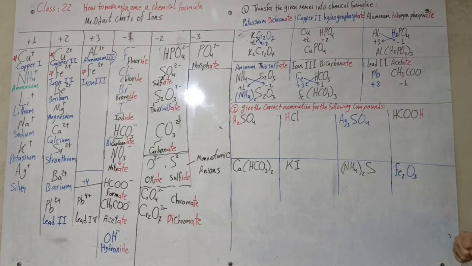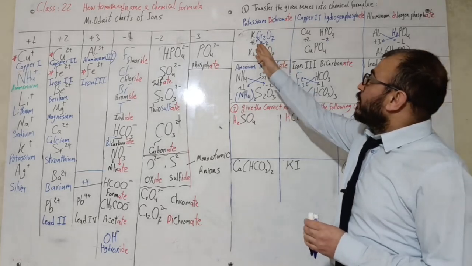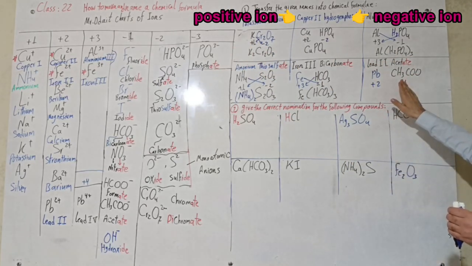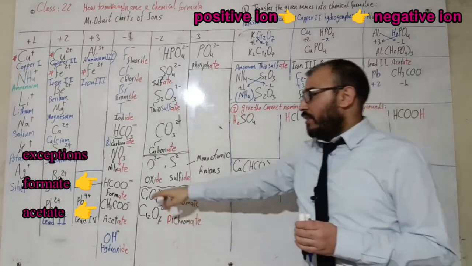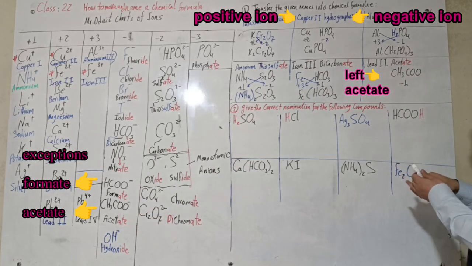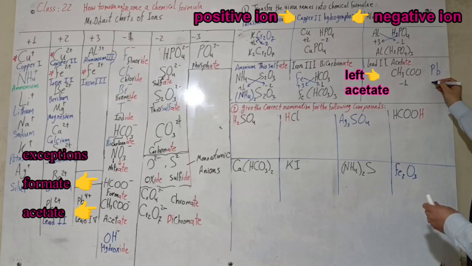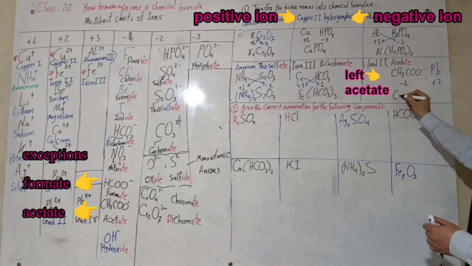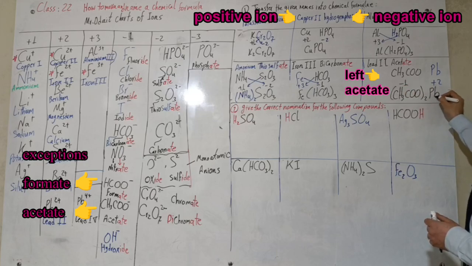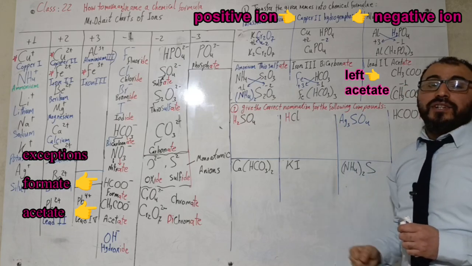This is wrong. Why? Teacher, generally we add the positive ion to the left, the negative to the right. Yes, my friends, but not with the two exceptions, the formate and the acetate. Here, the acetate should be left and the lead should be right. Here, as it is an exception, I write (CH3COO)2Pb. Then the first question is over.